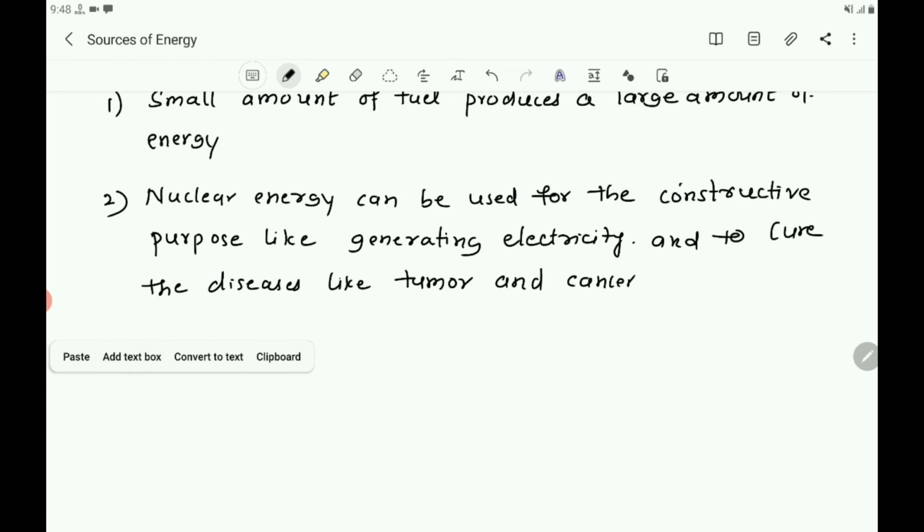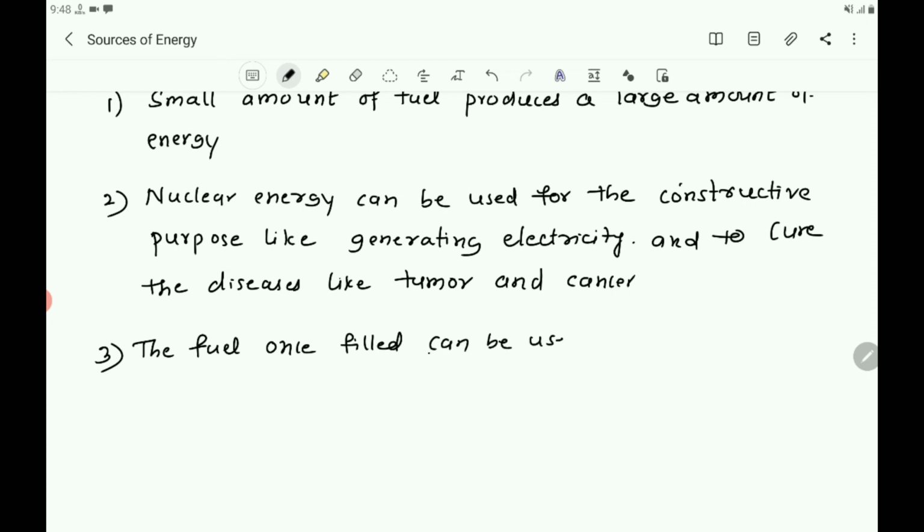And also one more advantage is that the fuel once filled can be used for a long time.